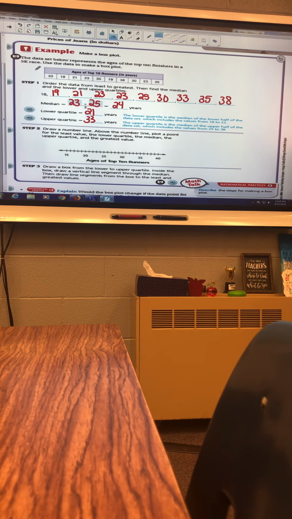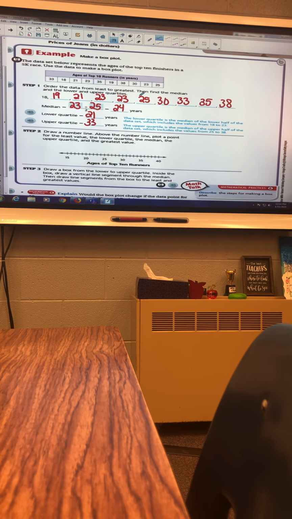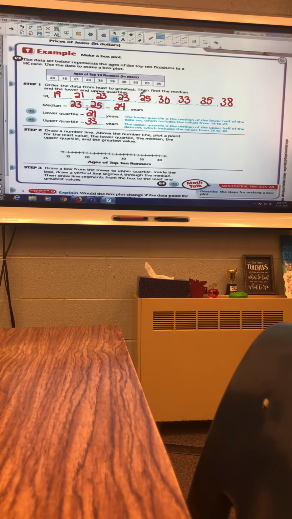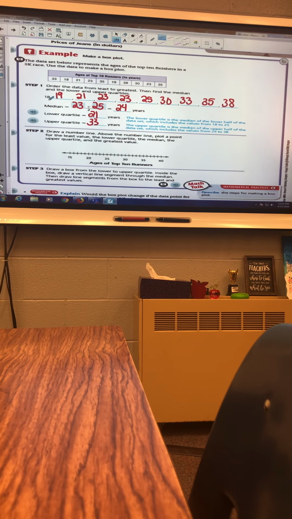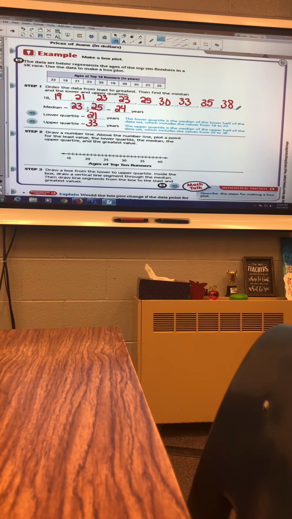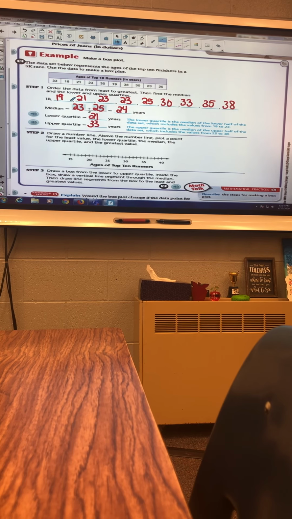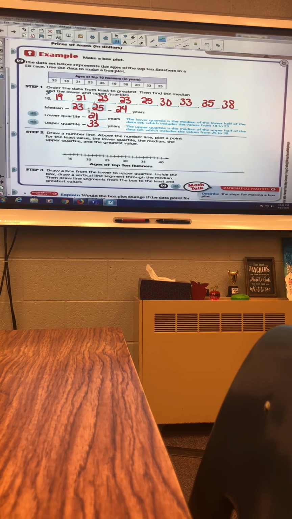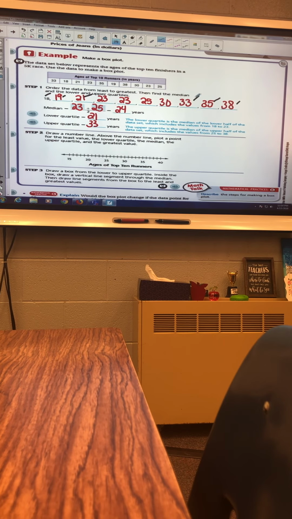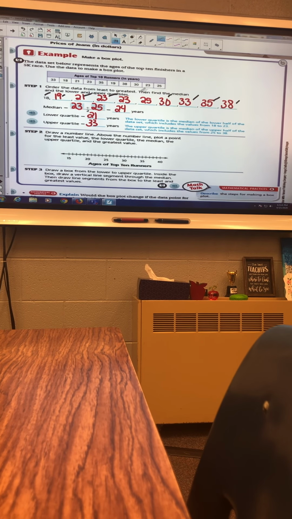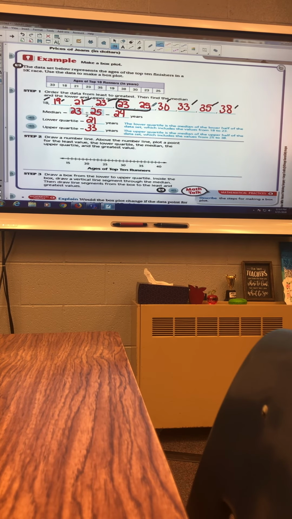So we have our data. The first thing you need to do is list from least to greatest. Okay, so I've done this for us to save time, so we have 18, that goes all the way up to 38. Okay, let's find our median. So we cross off, I'm just going to put a little check above it, so I know I've done it. So left, right, left, right, left, right, left, right. I'm left with 2 in the middle, okay?